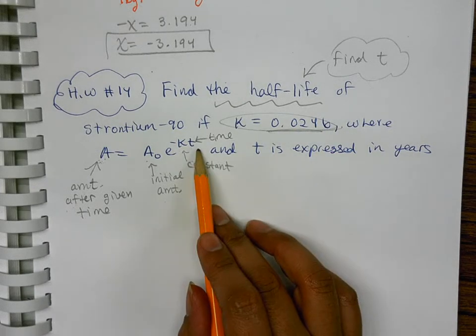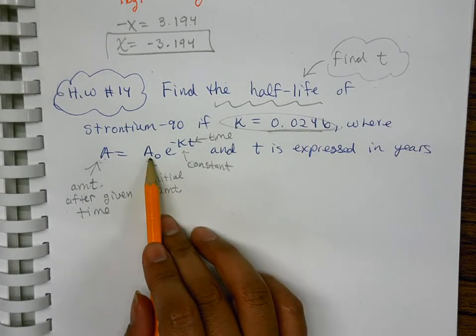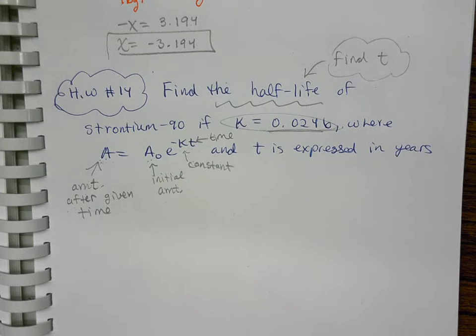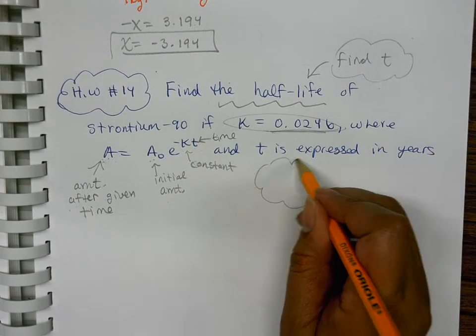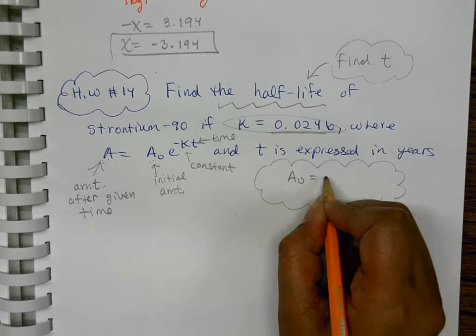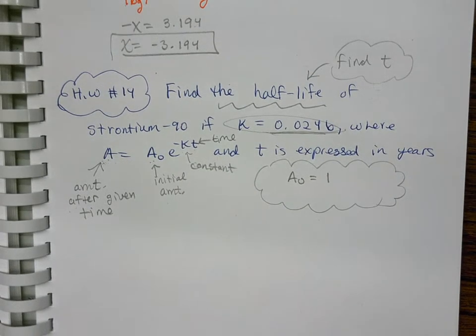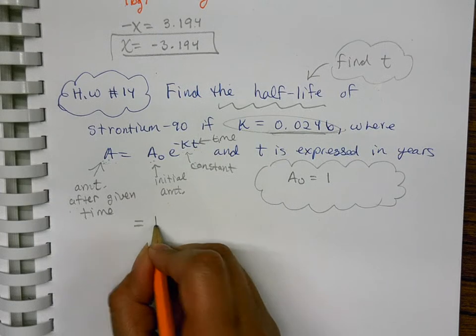They sure did. Did they give us T? No, that's what we're looking for. Did they give us A, or did they give us A naught? They did not. That is where it can get tricky. Whenever they do not give you your initial amount, make your initial amount equal to 1. You can technically make it equal to any number you want. I'm picking 1 every single time.